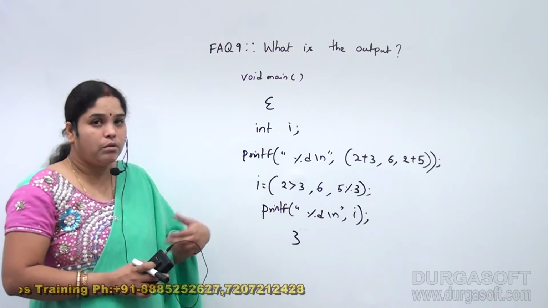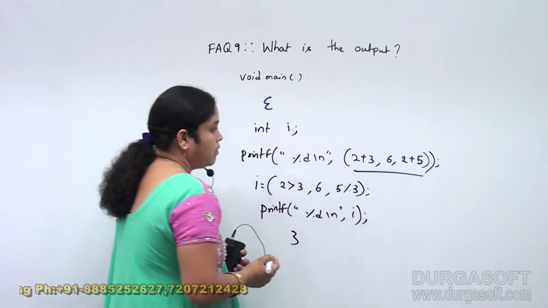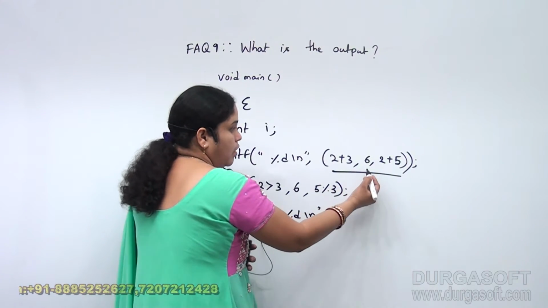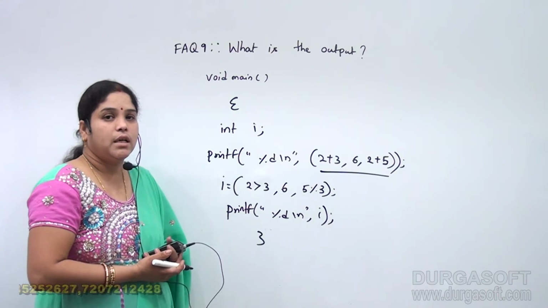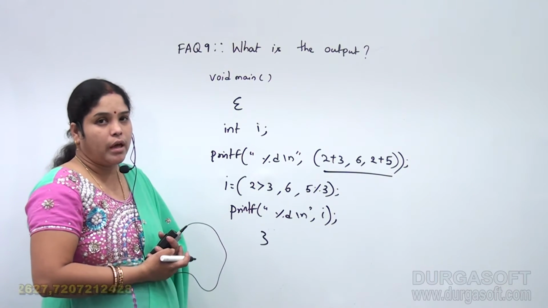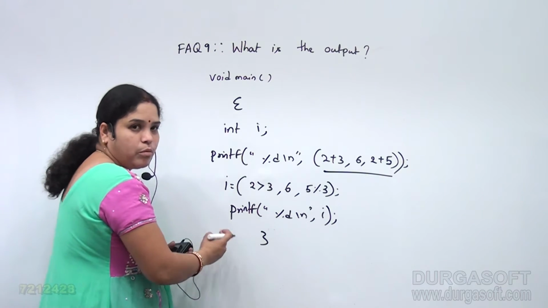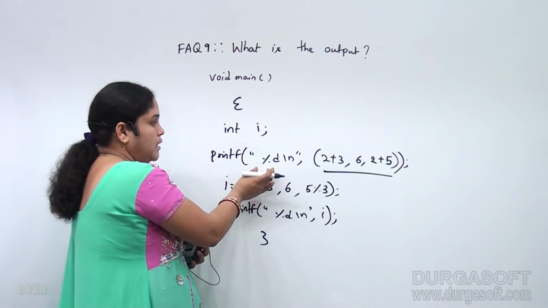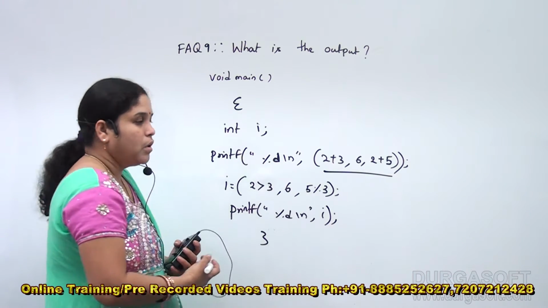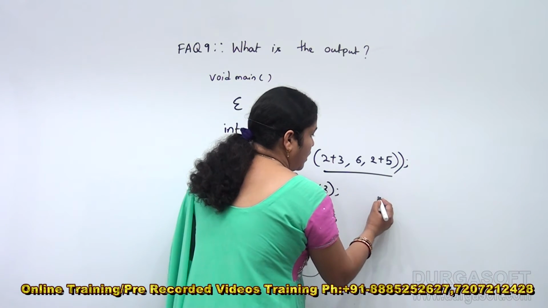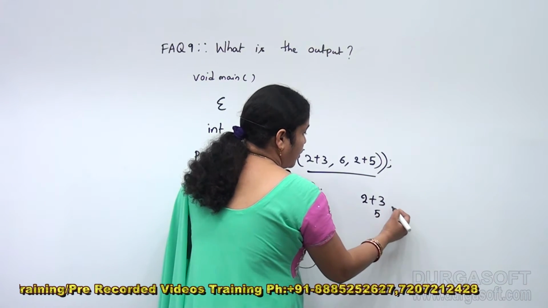So which value is read internally? Either 2 plus 3, or 6, or 2 plus 5. We know C is a procedure oriented programming language. When we develop a C program, you must follow step by step. So when the C program reads, which value? Here first it will check 2 plus 3, but it will not print 5.